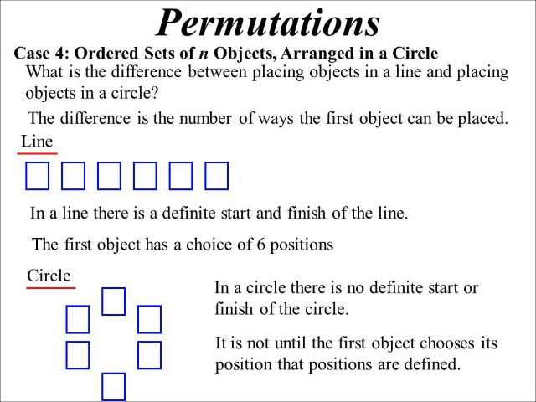But when there's no objects in the circle, you can't define the positions, because you might say, yes, well, this is position number 2, and I'll go, yeah, watch this. I'll turn the circle. Still the same arrangements.